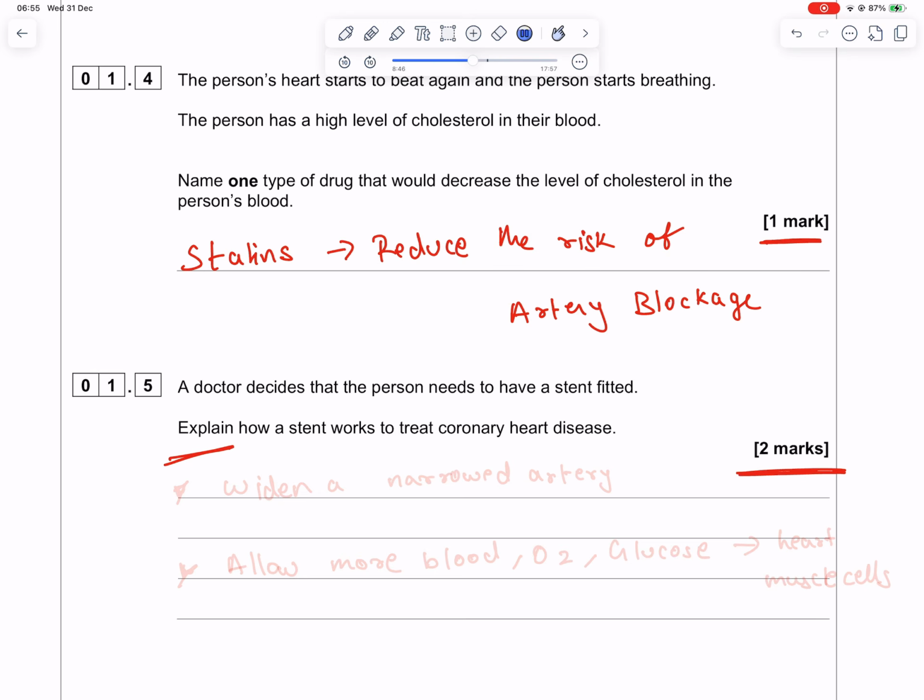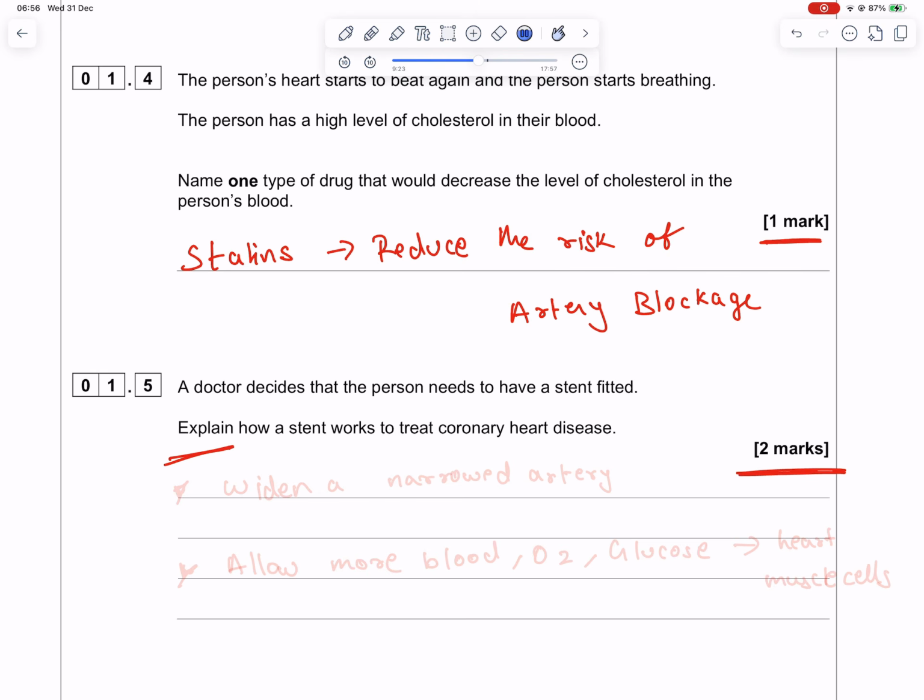Now, a stent physically widens a narrowed artery and keeps it open, allowing more blood and oxygen and glucose to reach the heart muscle cells so the heart muscle cells can function. As an examiner, I have seen many students write "unblocks the vessel." Roughly, it does do that job, but this is too vague an answer, and please don't write such vague answers, which will cost you your marks.